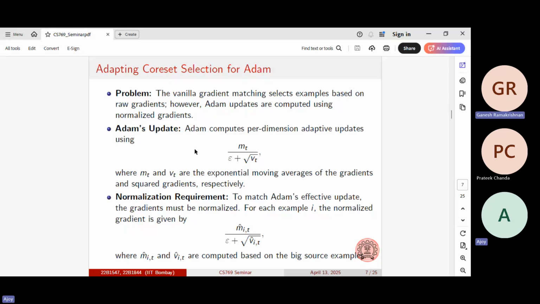So for the Adam optimizer problem, the problem was that the vanilla gradient method uses raw gradients, but the Adam updates use normalized gradients. So this is the formula based on which the Adam optimizer normalizes the gradients. And to deal with this, we need to match the normalization of the Adam optimizer to the data set which we are using, and so in this way we deal with that problem.